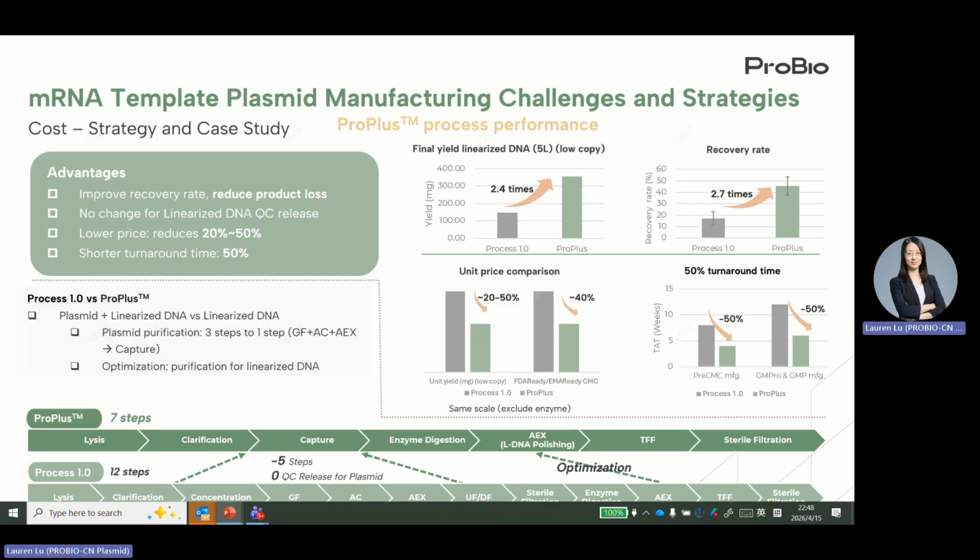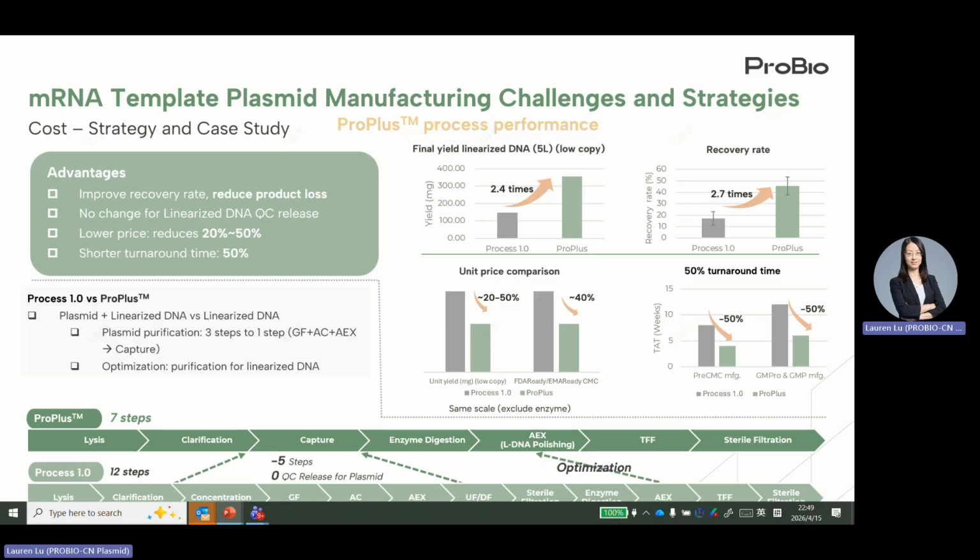So directly captured plasmid DNA from bacterial lysate and then reduce the need for lysate ultrafiltration and diafiltration chromatography. And secondly, there's no circular DNA QC release. We manage, so in ProPlus, we manage circular plasmid DNA as an intermediate and only perform in-process control testing instead of the full QC panel to release circular plasmid DNA.